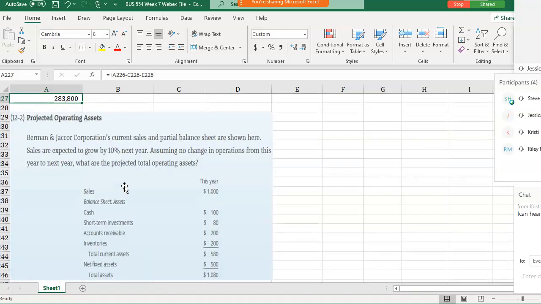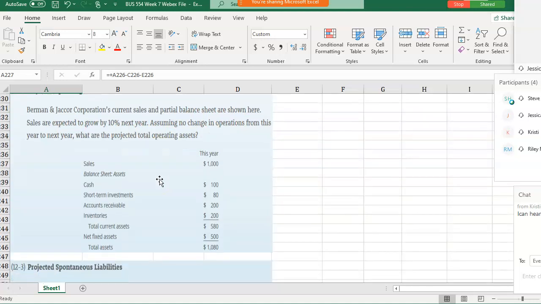So the next one is projected operating assets. And this one's based on ratios, certain percentages. And it says right here, for this one, Berman and Jacor Corporation's current sales and partial balance sheet are shown here. Sales are expected to grow by 10% next year, assuming no change in operations from this year to next year. What are the projected total operating assets?